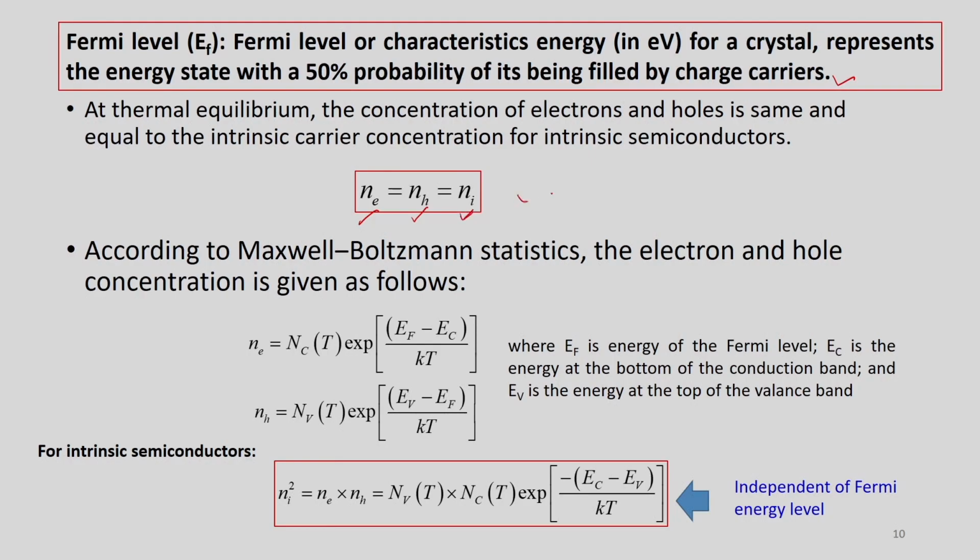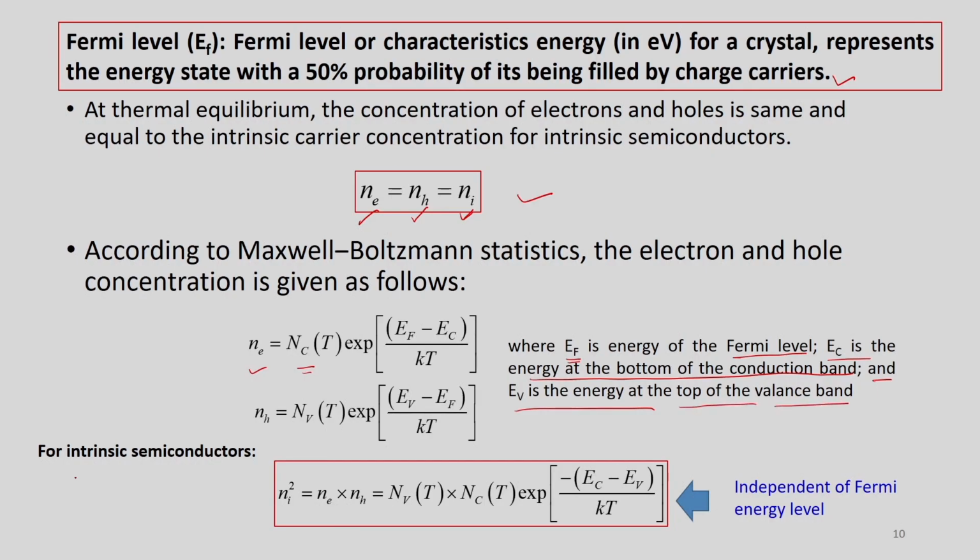Okay. So, this is the condition, and according to Maxwell-Boltzmann statistics, the electron and hole concentrations are given by Ne is Nc T exponential of (Ef minus Ec) divided by kT, and then Nh is Nv T, this is a function of temperature, exponential of (Ev minus Ef) divided by kT. So, this Ef is the energy of the Fermi level and Ec is the energy at the bottom of the conduction band. Okay. So, we will see when you see that slide of the Venn diagram, and Ev is the energy at the top of the valence band.